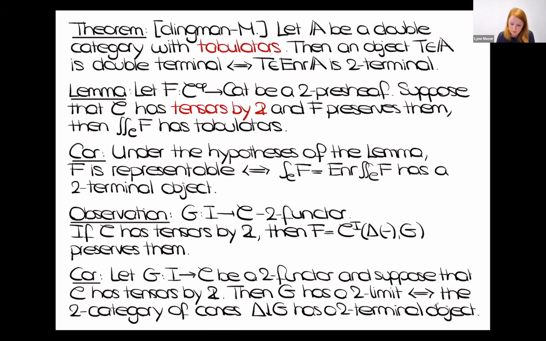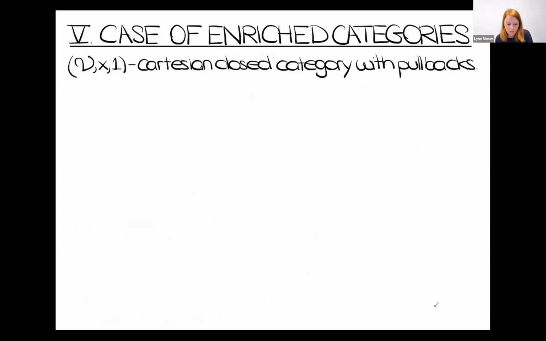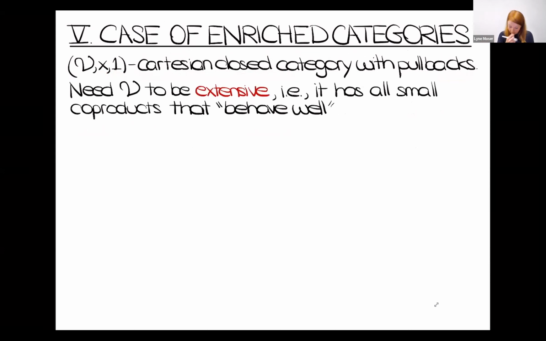Okay. So now we pass to the last part of this story, and it's the case of enriched categories. So the enrichment V will be a Cartesian closed category with a product and a terminal object. And I also ask that it has pullbacks because I want to be able to define internal categories in V as well. And I also need that this Cartesian closed category is extensive. And extensive basically means that it has all small coproducts and that they are well behaved in a certain sense.